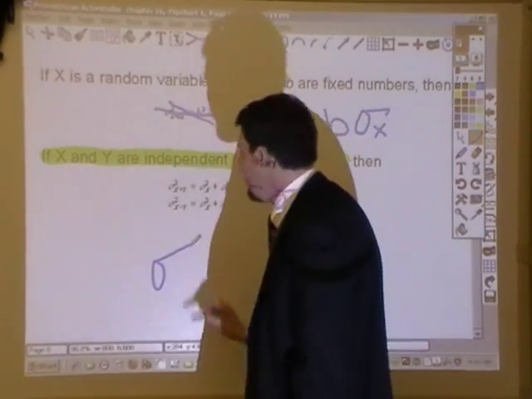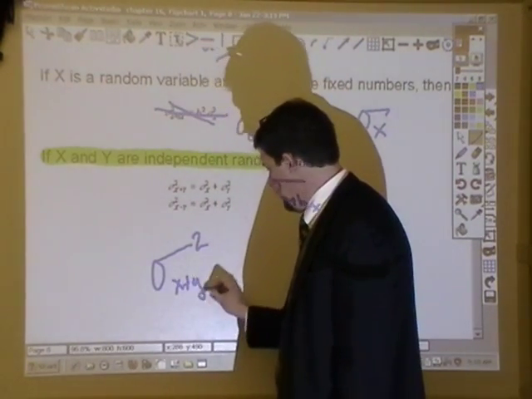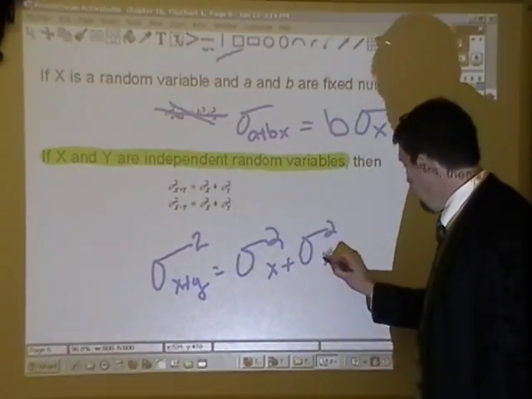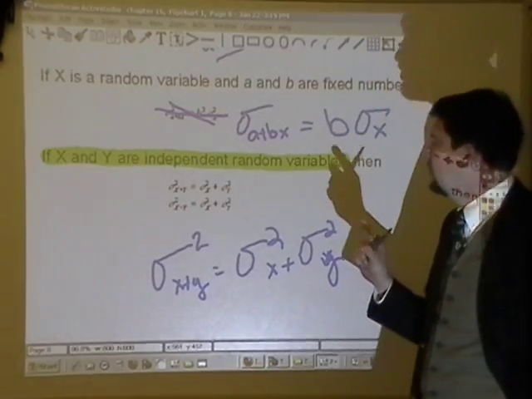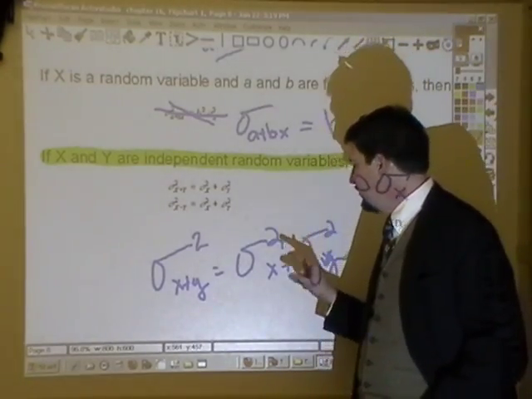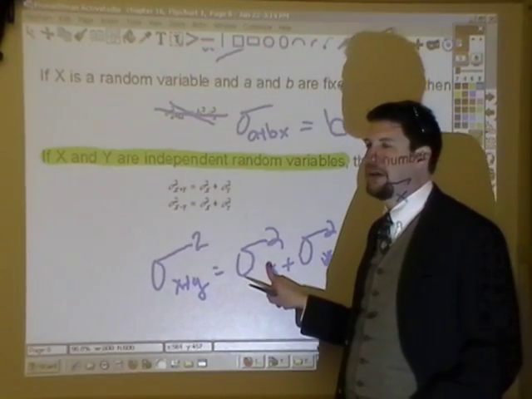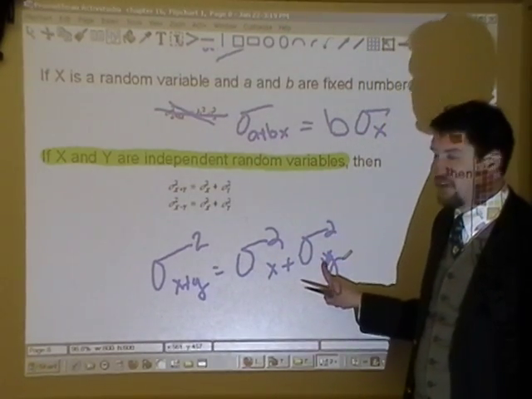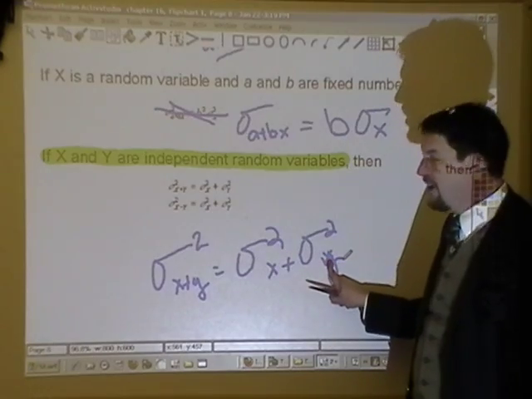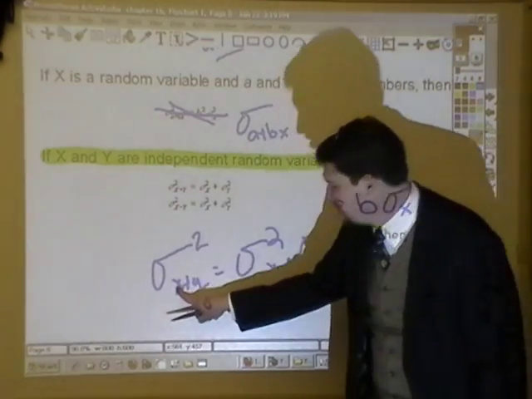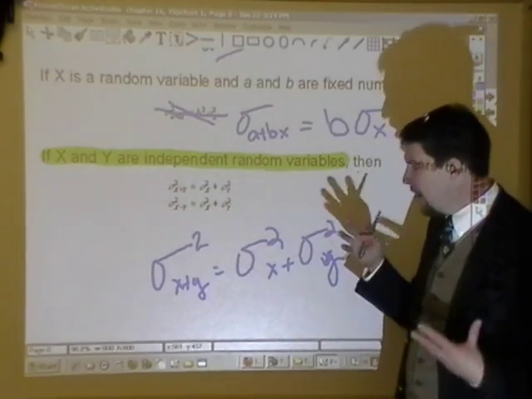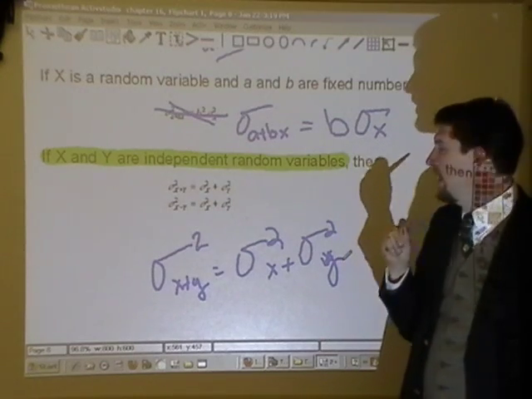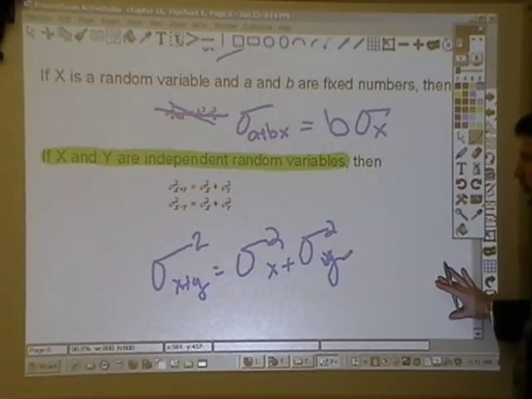This phrase says the variance of X plus Y is equal to the variance of X plus the variance of Y. So if I want to combine these distributions, I square the standard deviation of the one distribution and get the variance, square the standard deviation of the second distribution and get the variance, and add the variances together. That gives me the variance of the combination. But chances are I want the standard deviation, so at that point I have to take the square root.